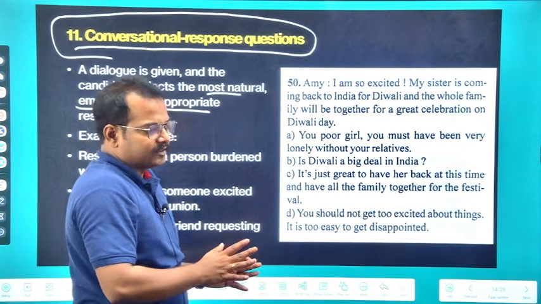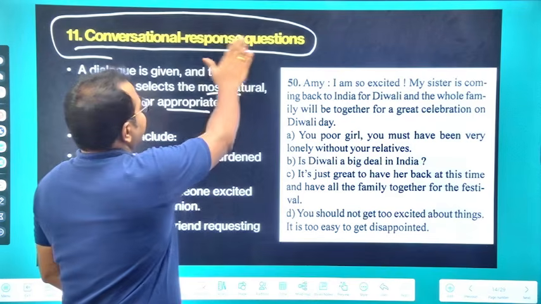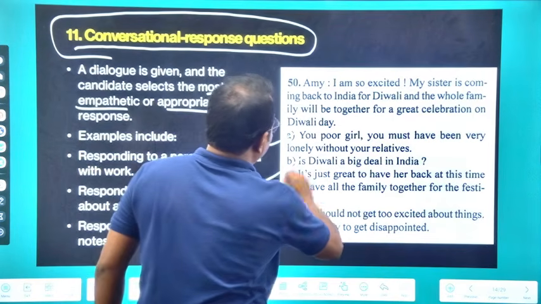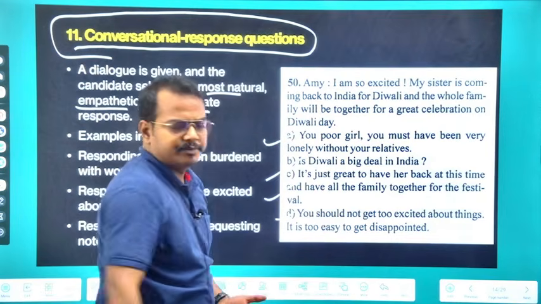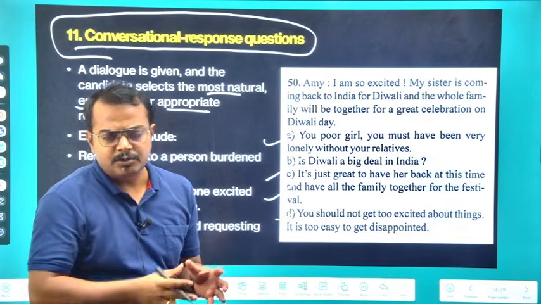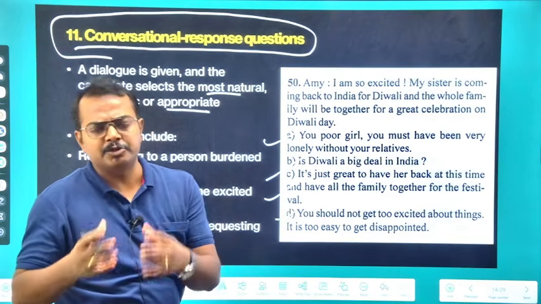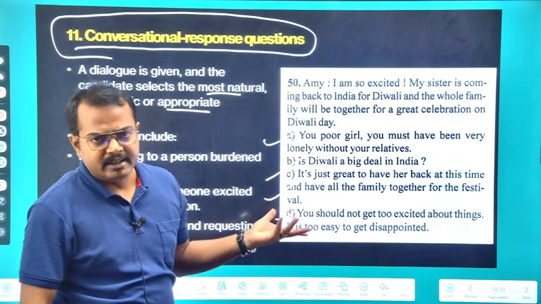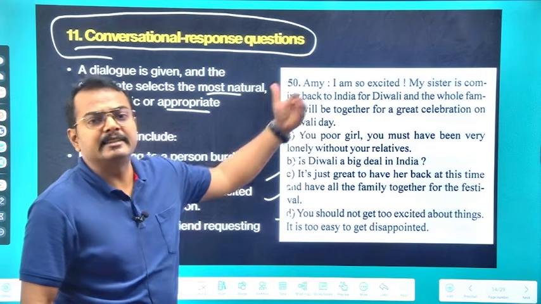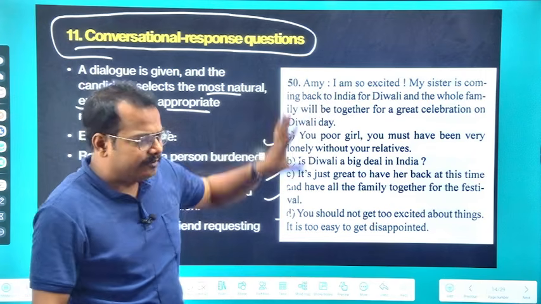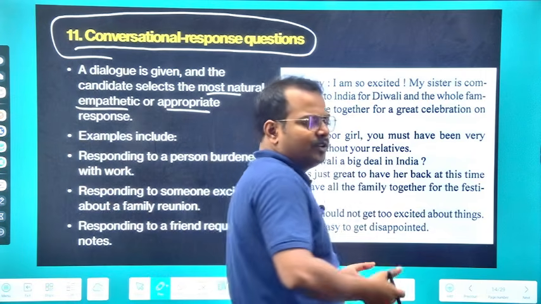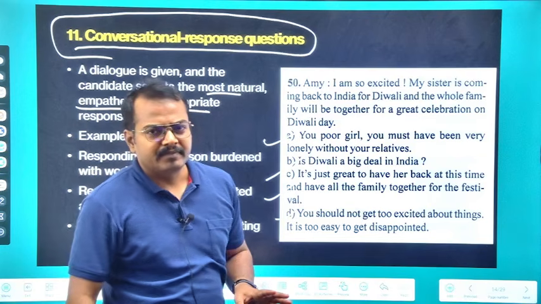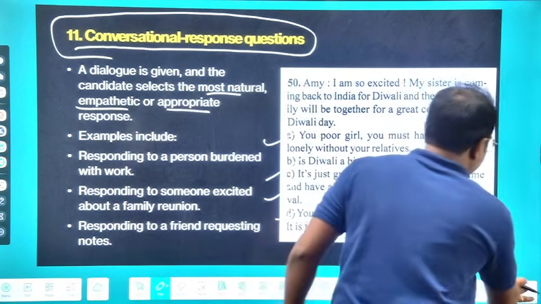Anything they can ask. So this is a conversation response type question, in which in the options you will have multiple responses, and according to the question, whether it is empathetic, natural, or whatever, you have to make the right choice, and then your answer will be correct. This is one of the very easy types of questions, in which the probability of getting it wrong is very, very low. So attempt these types of questions more.